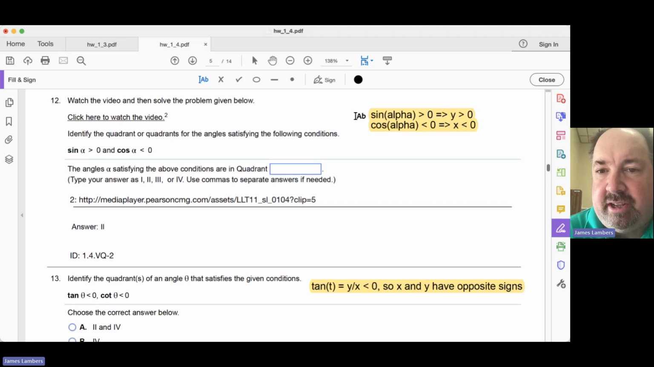So sine of an angle is equal to y over r, and r is always positive. So if sine is positive, then y must be positive. Similarly, cosine is given to be negative, therefore x must be negative. Well, which quadrant has y positive and x negative? That would be quadrant 2. So remember, sine corresponds to a y value, cosine corresponds to an x value.